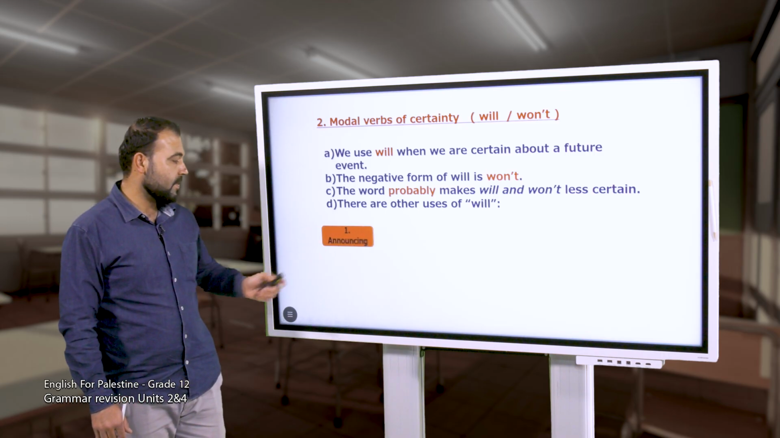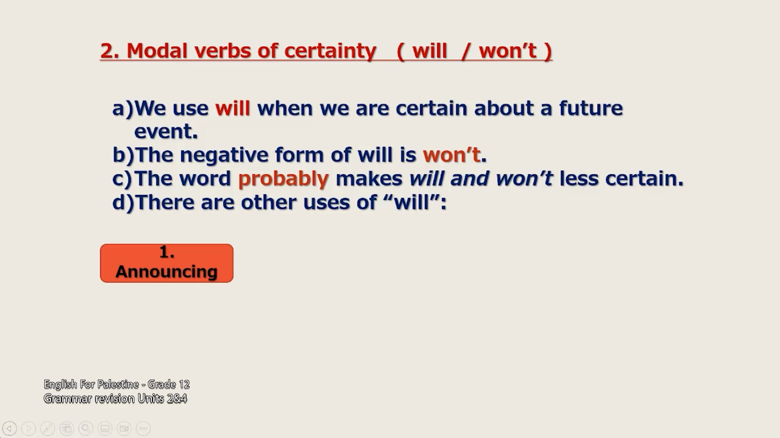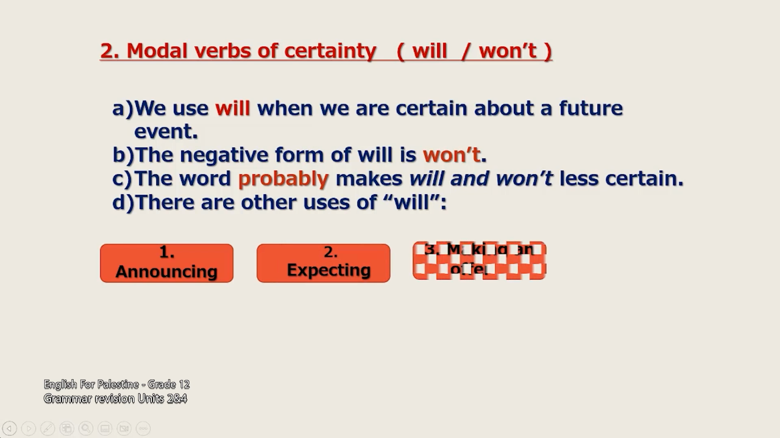Number 1, for announcing. Number 2, for expecting. 3, for making an offer. And number 4, when we make quick decisions.